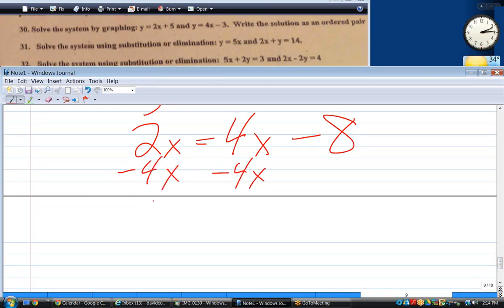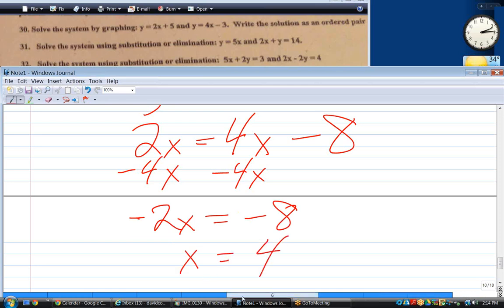What's the next line? Negative 2x equals negative 8. And the final line? x equals 4. Okay. And what's y equal to? You just plug that back in to either equation. So if I plug it into this one, it's very straightforward. 2 times 4 is 8, plus 5 is 13. So y is equal to 13.